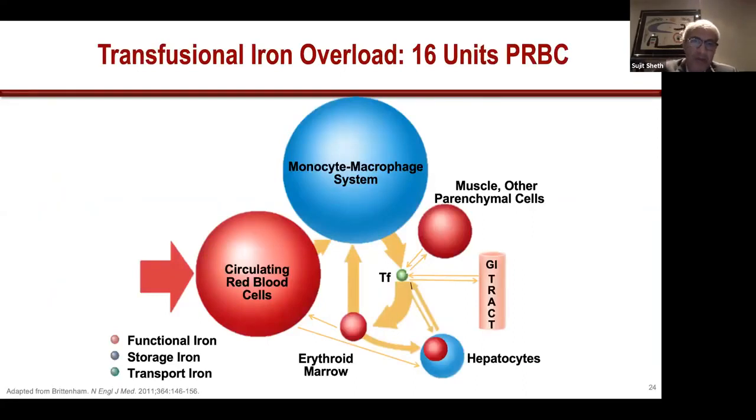So both non-transfusion dependent patients and transfusion dependent patients develop iron overload. In the transfusion-dependent patients, this is what you see after about 16 units of packed red blood cells have been transfused.